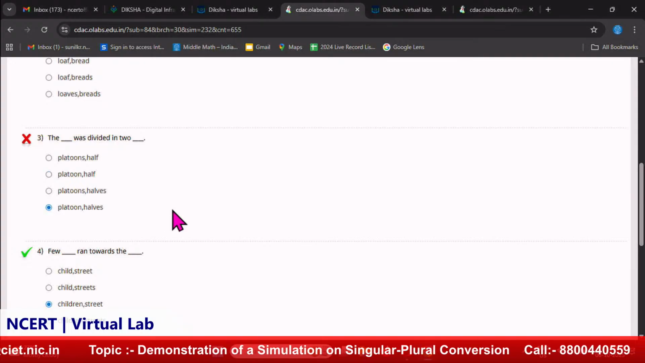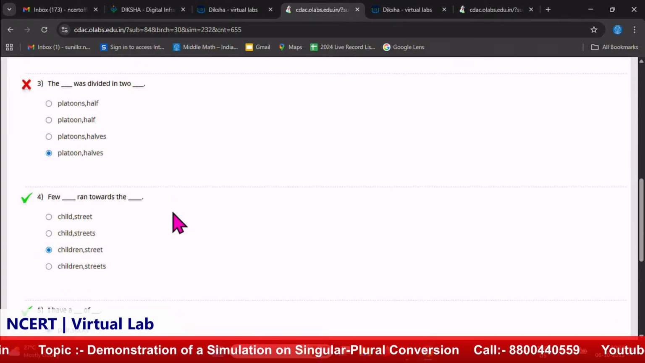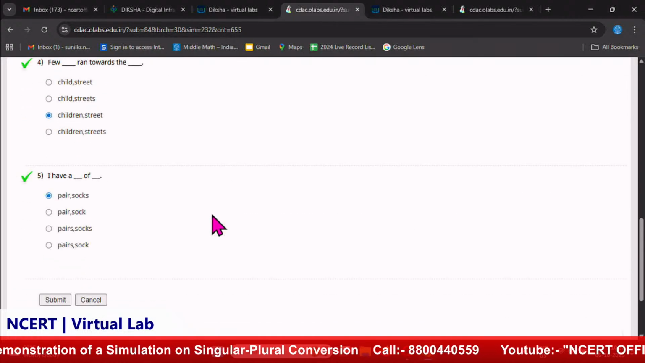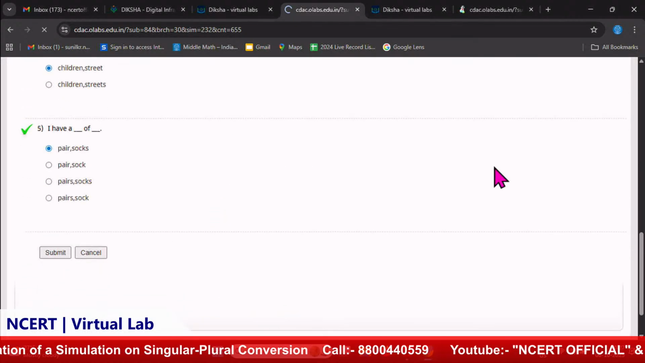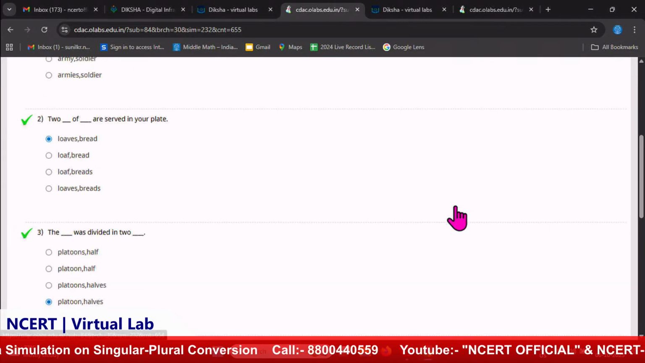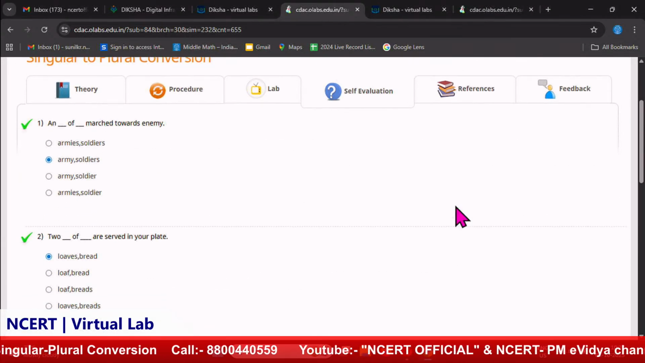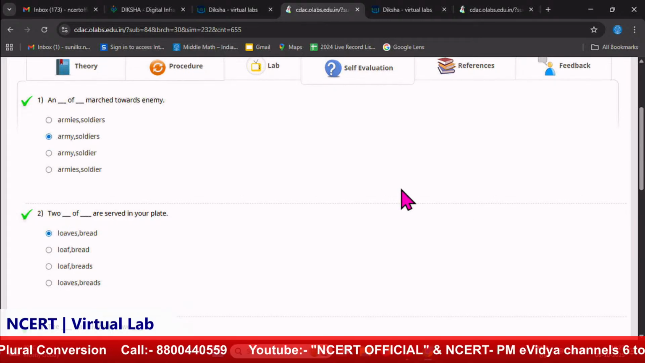So what have we done wrong? We can always go back to the theory. Yes, so whatever you do wrong, the platoon was divided into 2 halves. And we clicked the wrong one. It's okay. So this is how we get feedback and we can correct it instantly. That's what we were demonstrating over here.